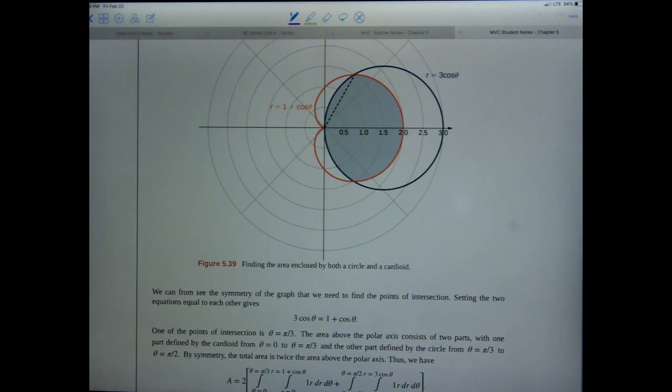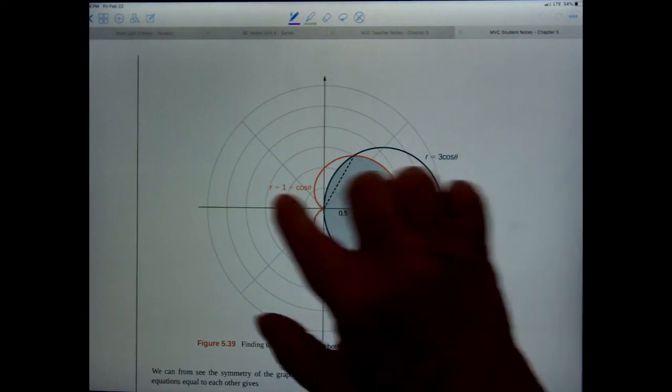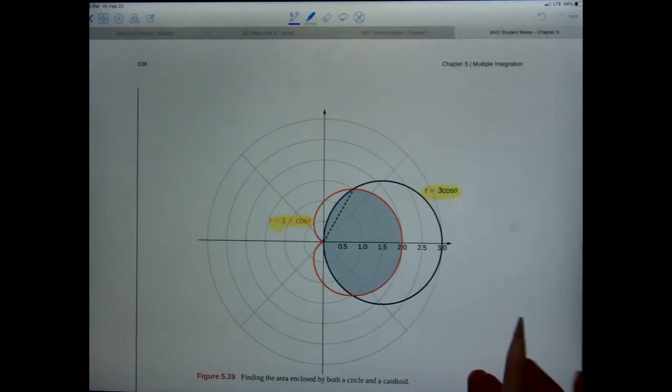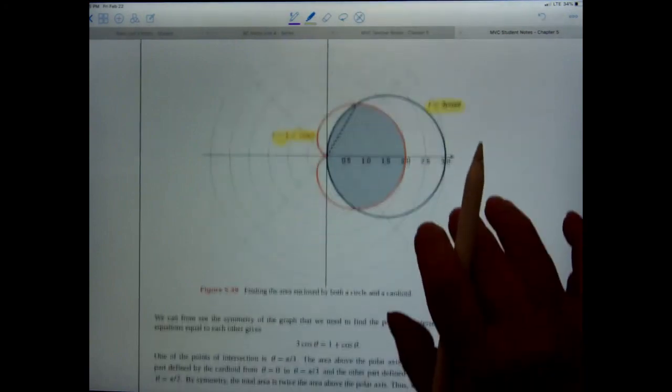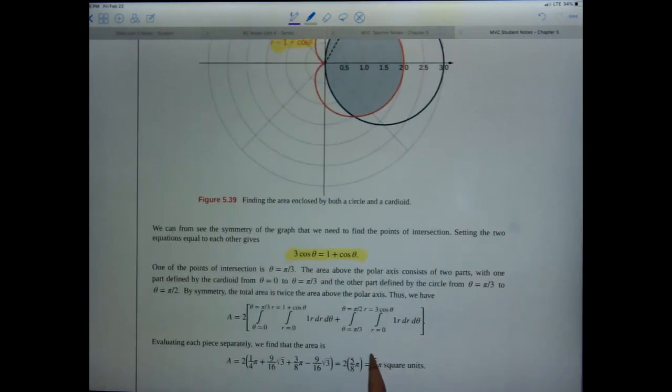So they walk you through it. We don't have to write anything down. We're finding the area enclosed by both the circle 3 cosine theta and the cardioid 1 plus cosine theta. First thing you do, you set them equal to each other, and you find out that it intersects at pi over 3.